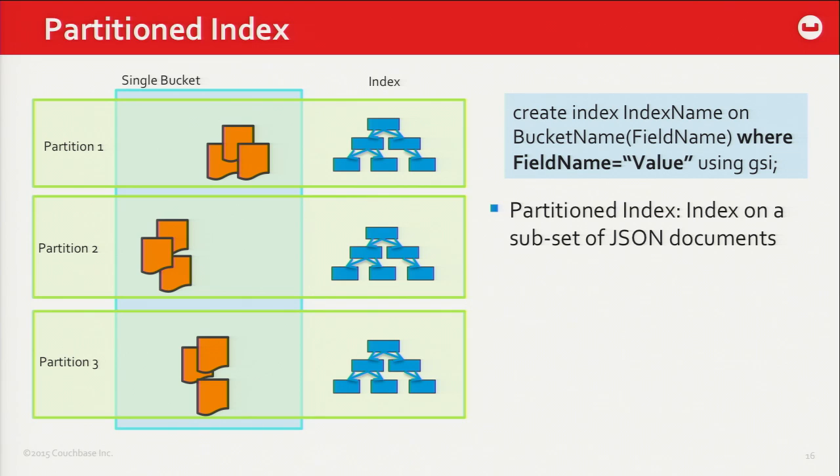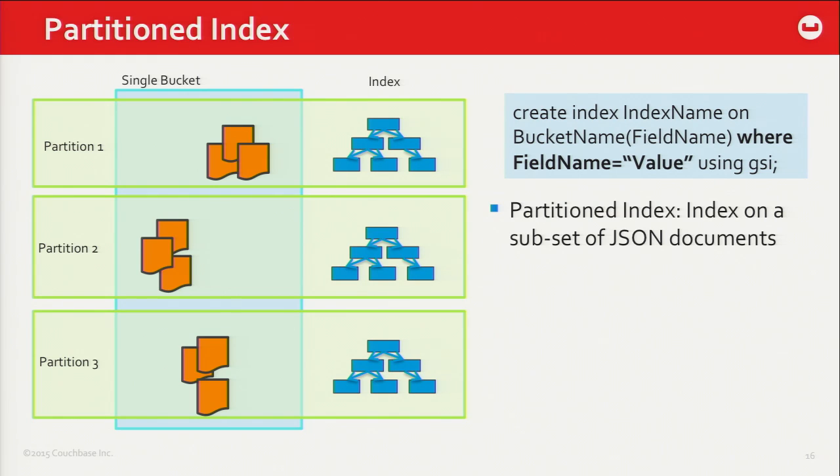Now let me talk a little bit about partition index, or some people call it a partial index. In this diagram, you see that I have a single bucket, which is the blue diagram. In this bucket, I have three different groups of documents. They basically separate into three different levels. A partition index, or partial index, is essentially an index on a subset of JSON documents.